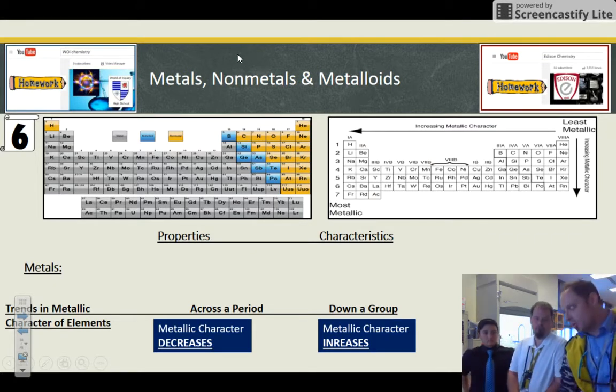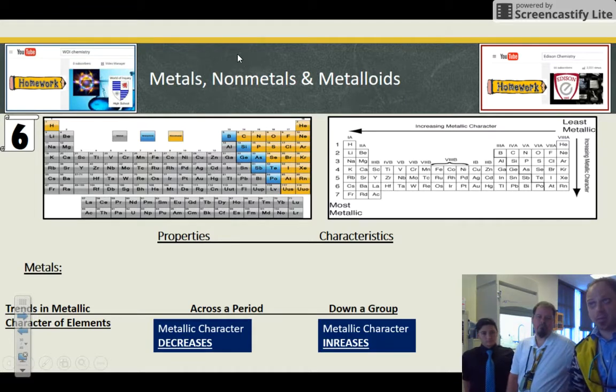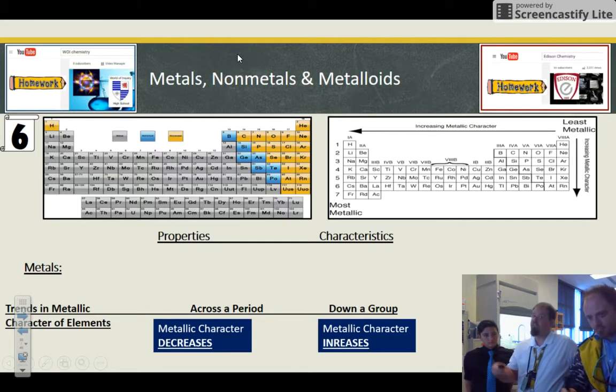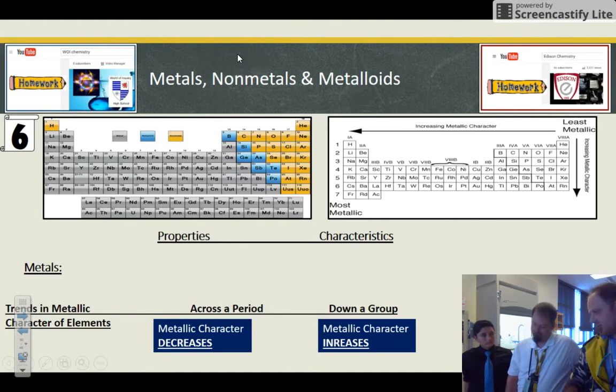But as you go down a group, each successive element like lithium, sodium, potassium, rubidium, cesium, francium becomes more and more metallic. They have the same number of valence electrons, and that valence electron gets farther and farther from the nucleus, hence it's easier to lose it. There are more and more inner shells of kernel electrons, so that exterior shell is easier and easier to lose.